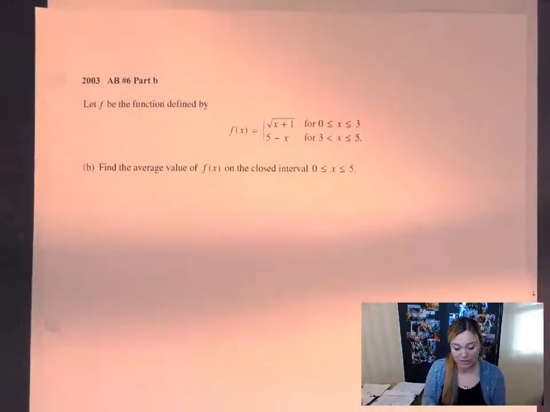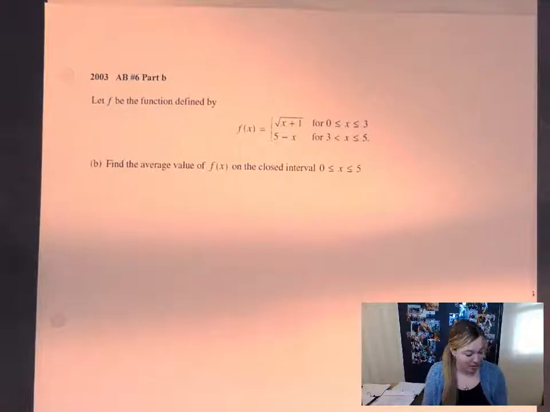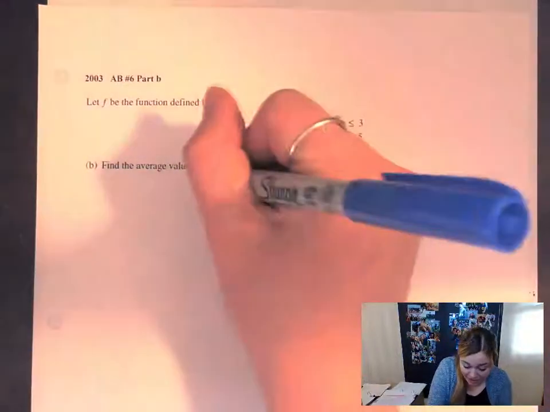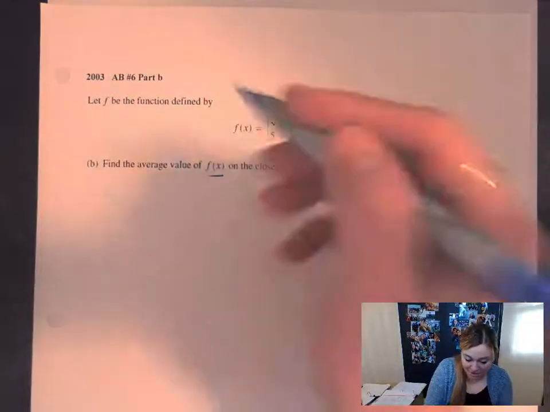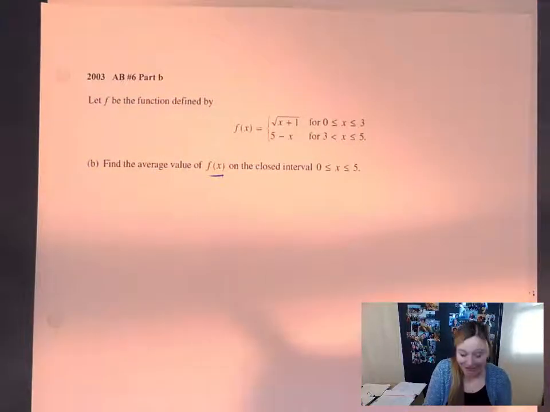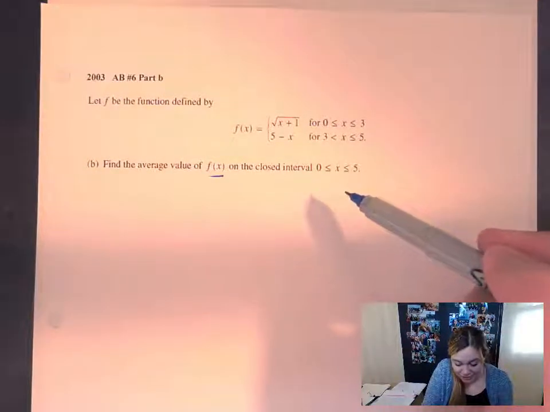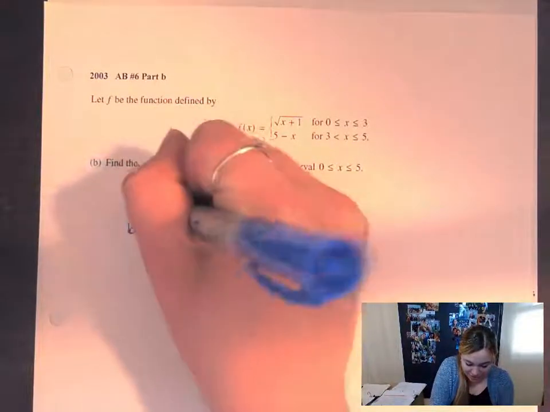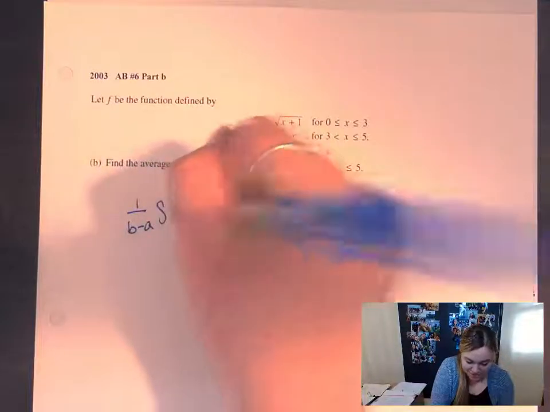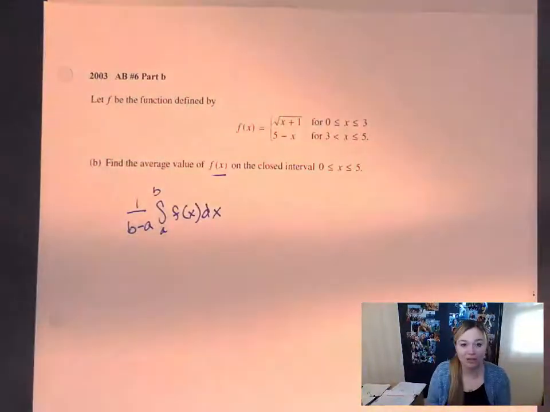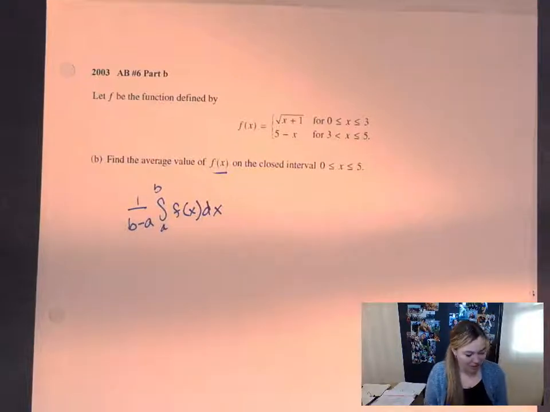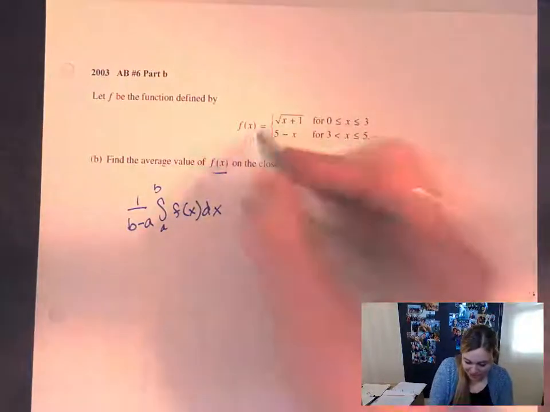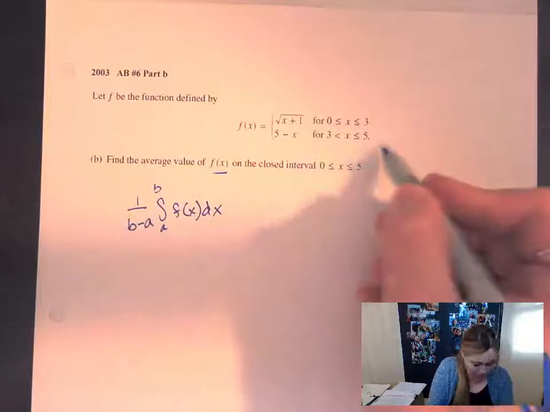Okay, and I know it's crazy, but we're going to do one more because this is another average value problem. If you want to find the average value of f of x on this closed interval, and this is from 2003, that's when I graduated. Okay, if I want to find this average value, remember how we said 1 over b minus a of f of x dx from a to b. That will give me average value of the function. Well, if you're going to do it this way, in this case I'm going 0 to 5.